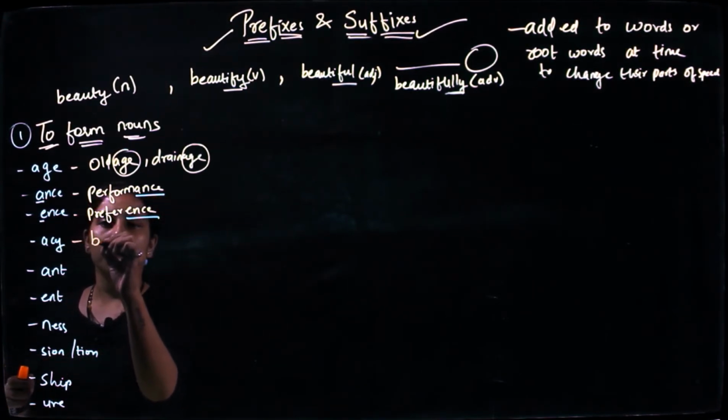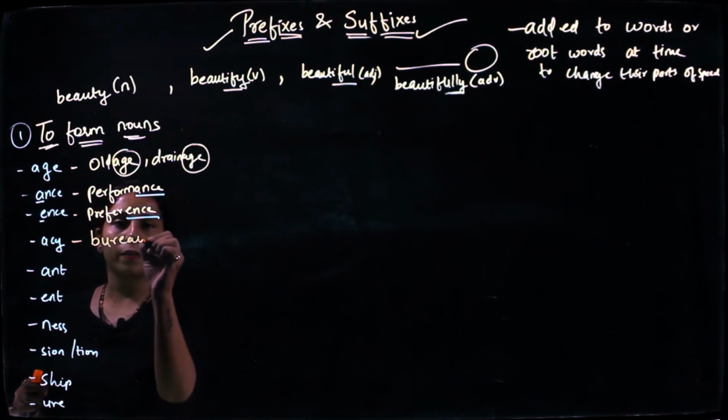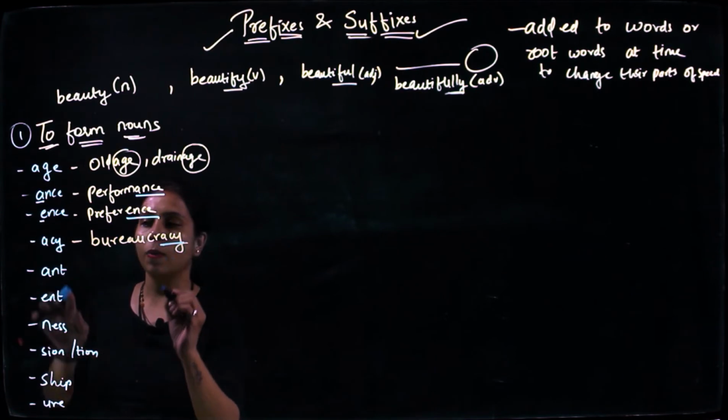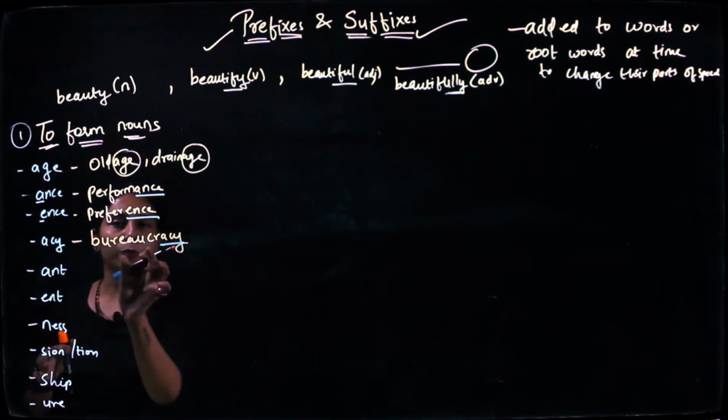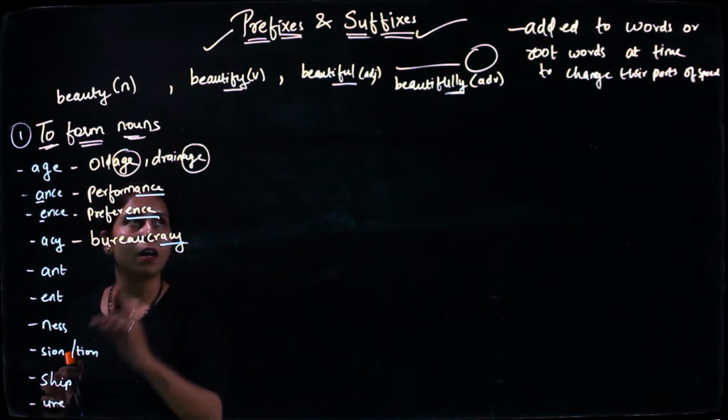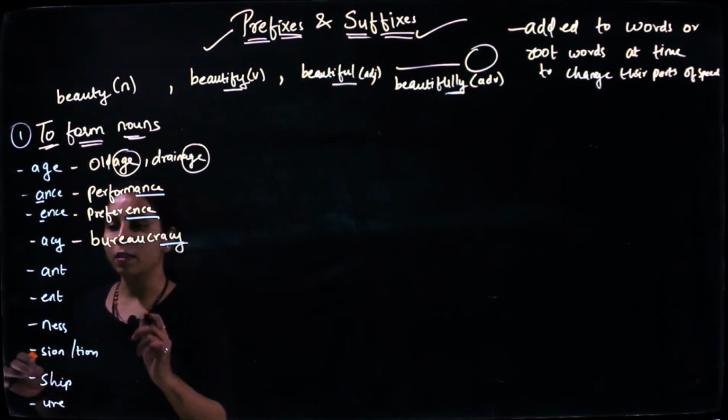Preference. Prefer is a particular word and ence is a suffix I have added to it. Then I would say bureaucracy. Bureaucracy. So acy is the suffix I have added. Bureau, then c-r-acy. We can't say bureauacy. That's why we have added cr in between to create it as a suffix.